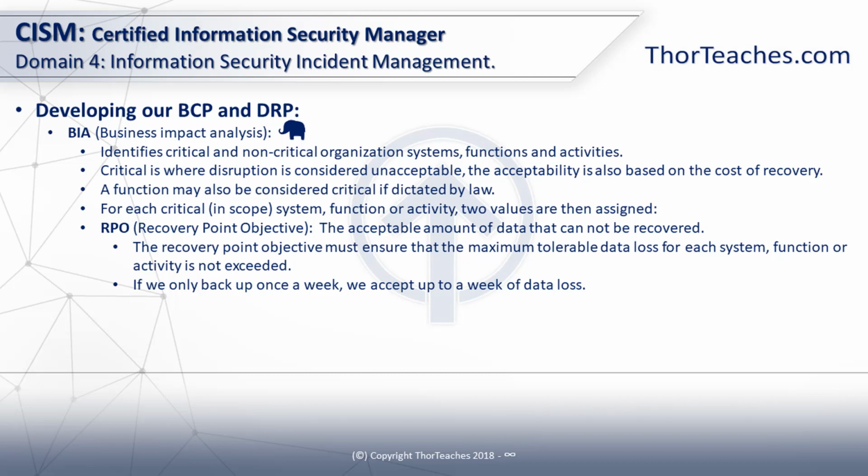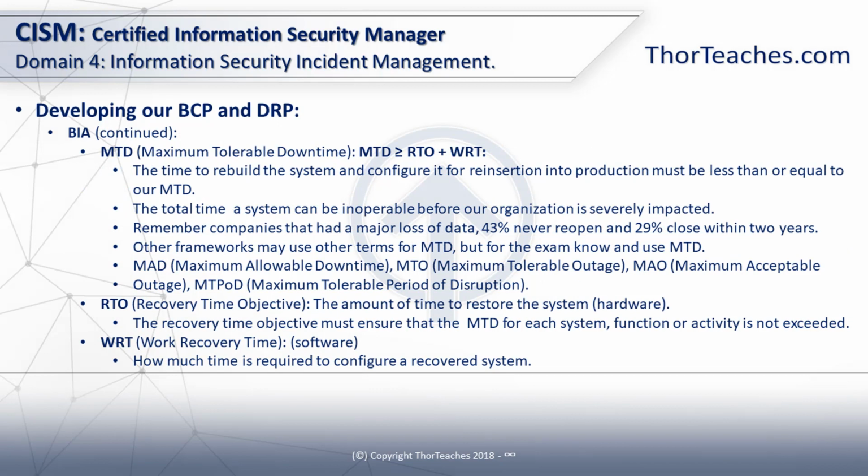If our backup system is configured to back up once every week, then we have accepted that we have up to an entire week of data loss. If it is a critical system, we might have zero data loss acceptancy. For each of the system's functions and activities, we assign them an RPO. We also find the maximum tolerable downtime, and this is the maximum amount of time the system function or activity can be down before we are severely impacted.